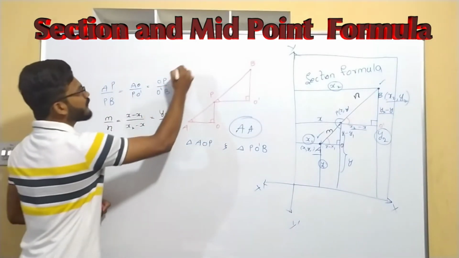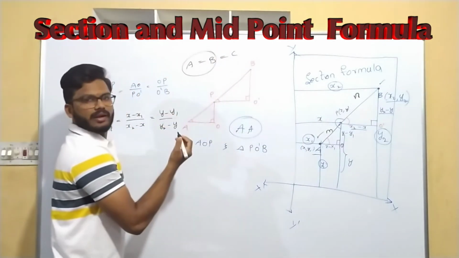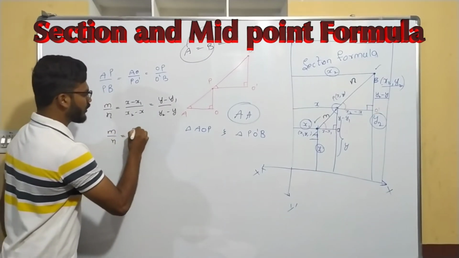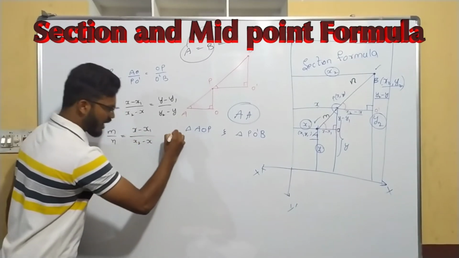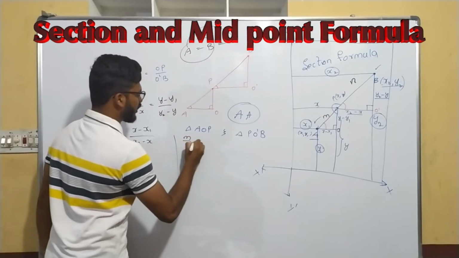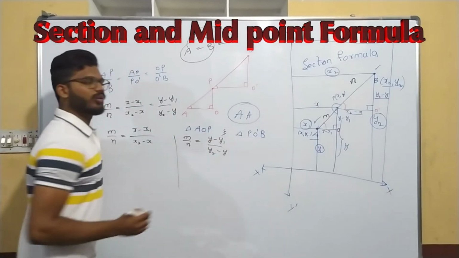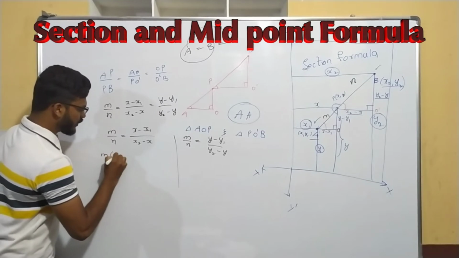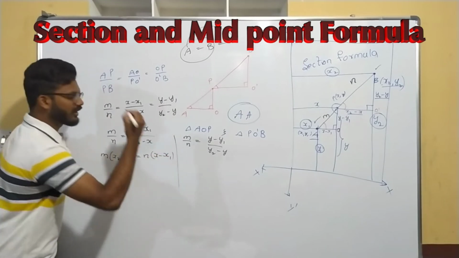Now, suppose A equal to B equal to C, can I tell A equal to B and also A equal to C? Clearly, we can write m by n equal to x minus x1 by x2 minus x, and also m by n is equal to y minus y1 by y2 minus y. Now, see what we will get. Cross multiplying, m into x2 minus x equal to n into x minus x1.